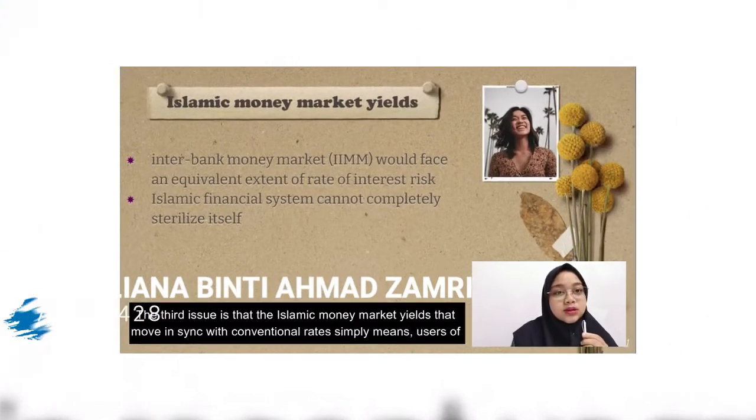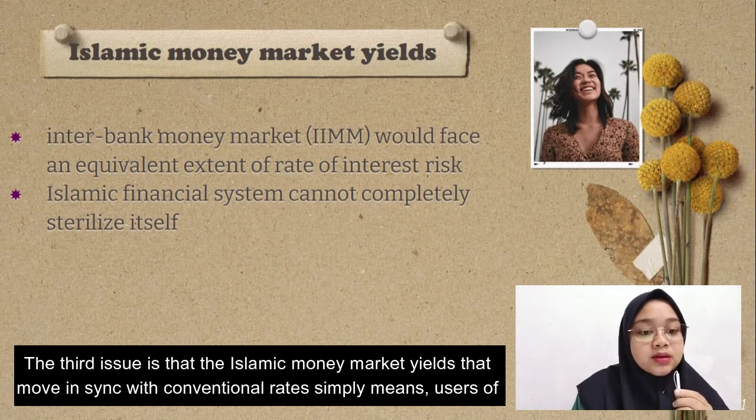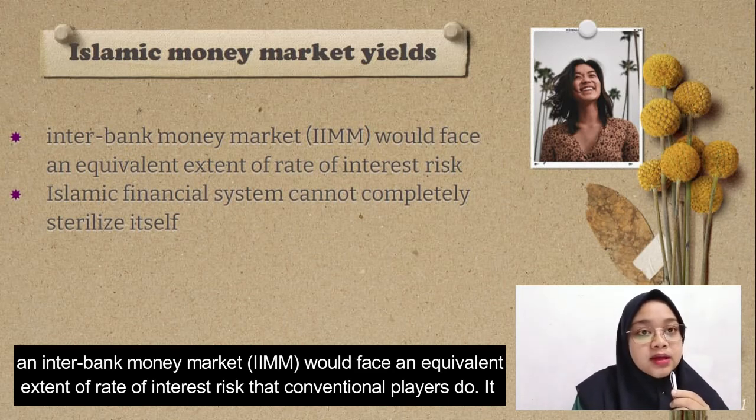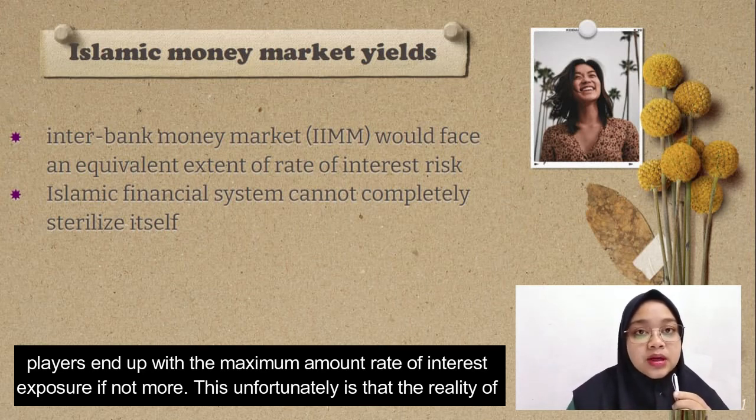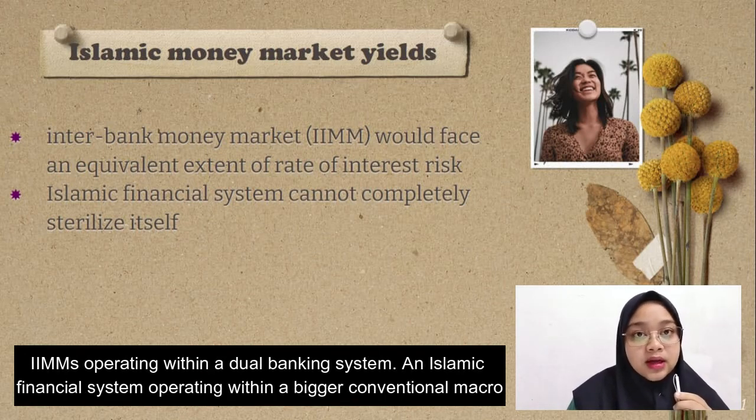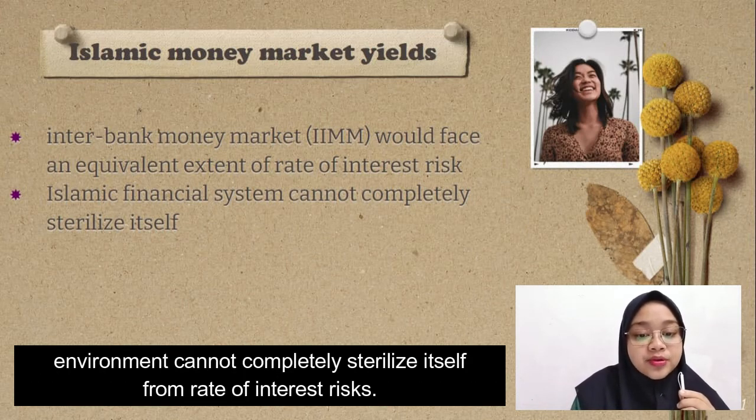The third issue is that Islamic money market yields move in sync with conventional rates, which simply means users of an Islamic interbank money market (IIMM) face an equivalent extent of interest rate risk as conventional players do. It is ironic that despite creating a new market, an institution that is alleged to enable interest-free operation, players end up with the maximum amount of interest rate exposure, if not more. This unfortunately is the reality of IIMMs operating within a dual banking system, and the Islamic financial system operating within a bigger conventional macro environment cannot completely sterilize itself from interest rate risk.